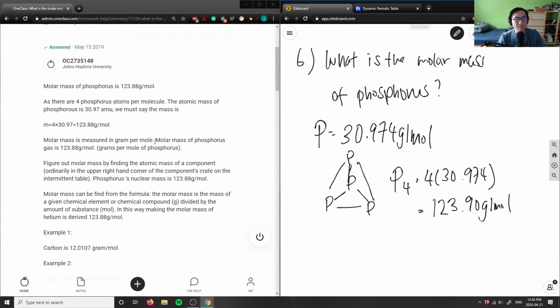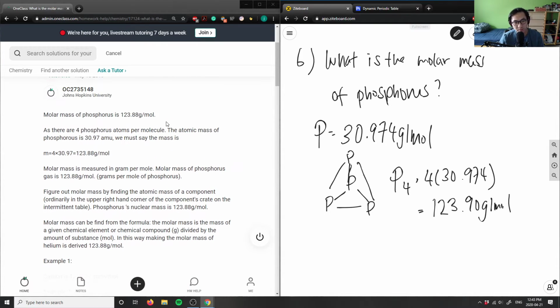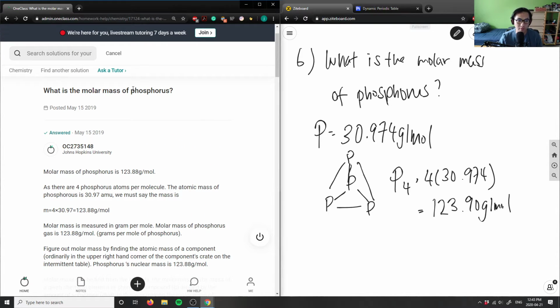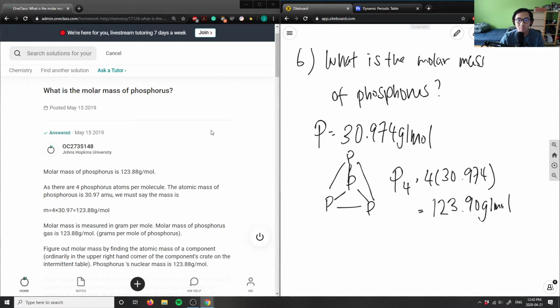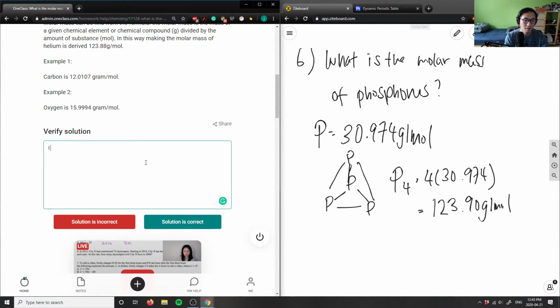So in this case, this question is a bit harder, because it's like, what is the molar mass of phosphorus? We don't know if it's asking us for P or for P4. We don't really know what the chemical formula is. So in this case, I would say the solution is correct, but the question is misleading, right?